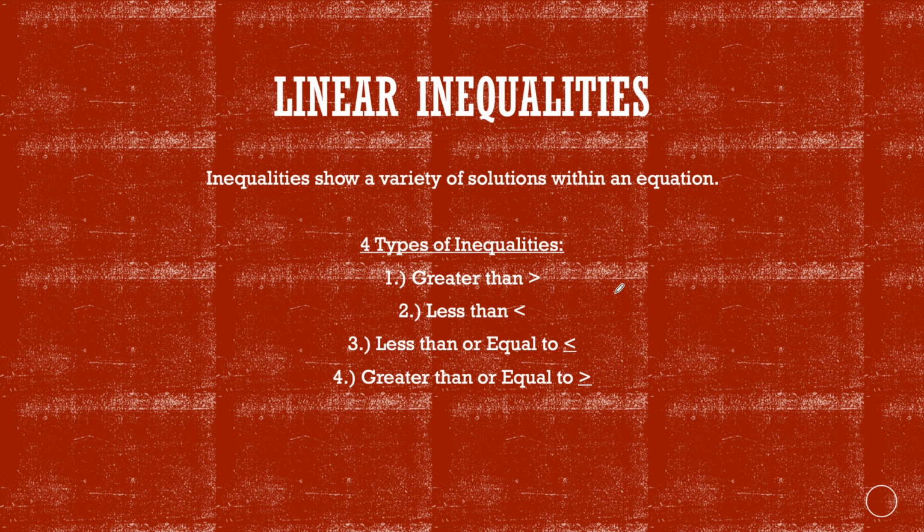So there are four types of inequalities: greater than, less than, less than or equal to, greater than or equal to. Each one has their own distinct sign. So for number one, greater than, anything to the left of it is greater than anything to the right of it. So let's say we have x is greater than 7. So x would be greater than 7.